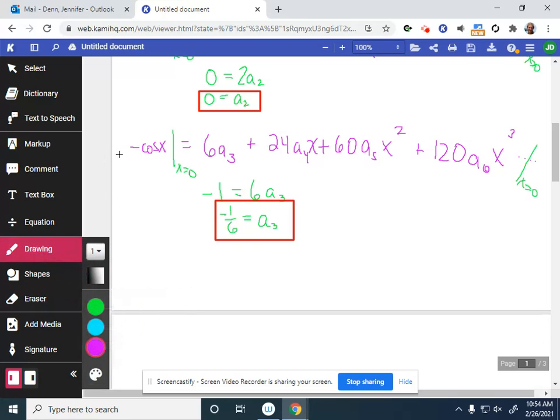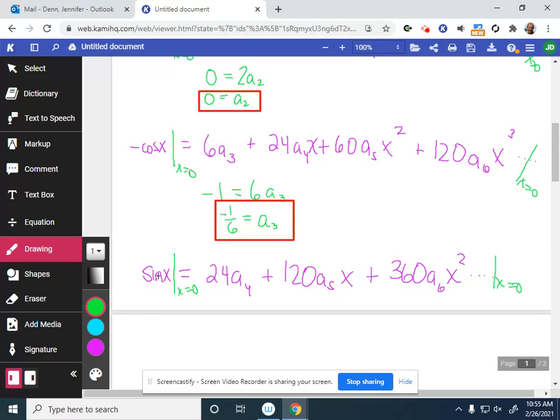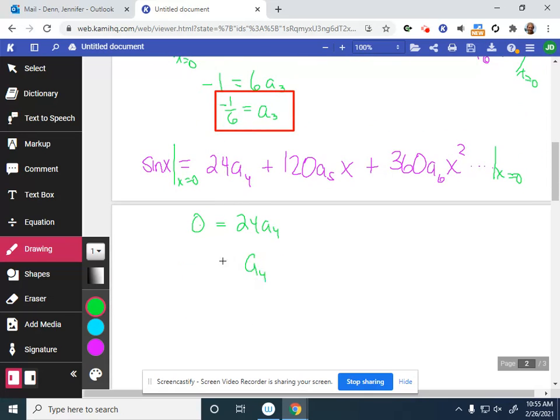Derivative time. Take the derivative of negative cosine and we get sine. Take the derivative, we get 0. We get 24a sub 4. We get 120a sub 5x. We get 360a sub 6x squared, and so on. I'm going to plug in x equals 0 into both sides. The sine of 0 is 0. I'm going to get 0 equals 24a sub 4. So a sub 4 equals 0.